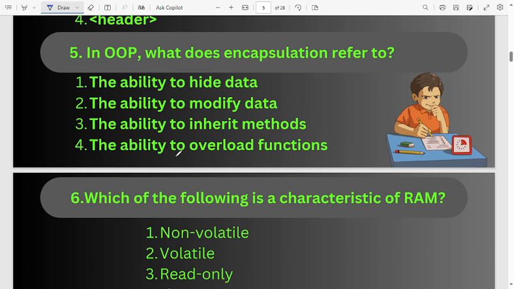The next question is, in object-oriented programming, what does encapsulation refer to? Read the options carefully. A, ability to hide the data, ability to modify the data, the ability to inherit methods, the ability to overload functions. Encapsulation. The word capsule is a little bit similar, in which things are encapsulated, the vitamins are inside the capsule. So the answer will be hide the data.